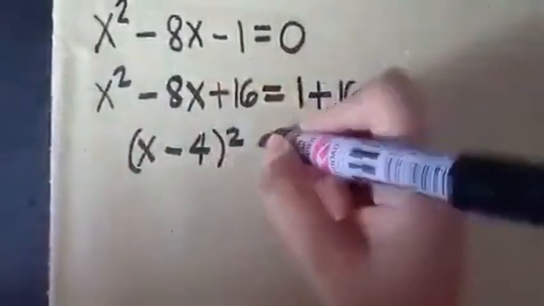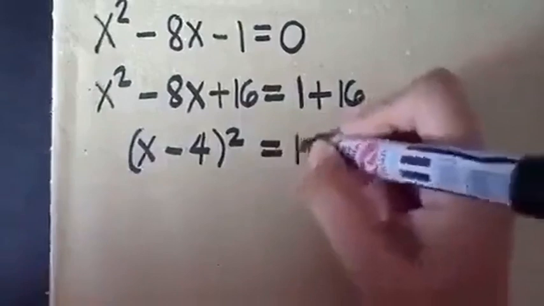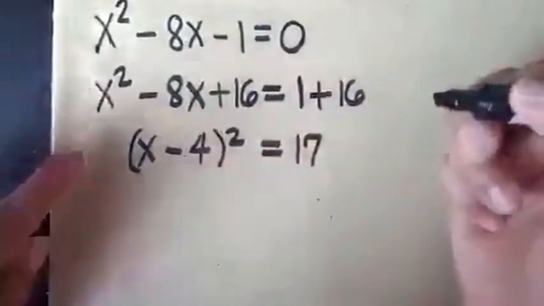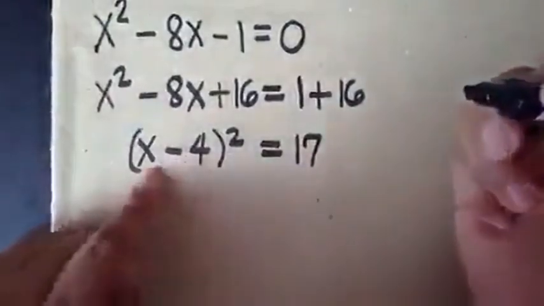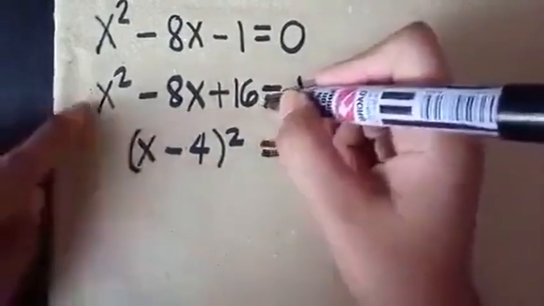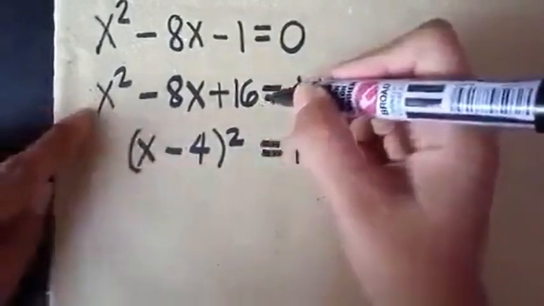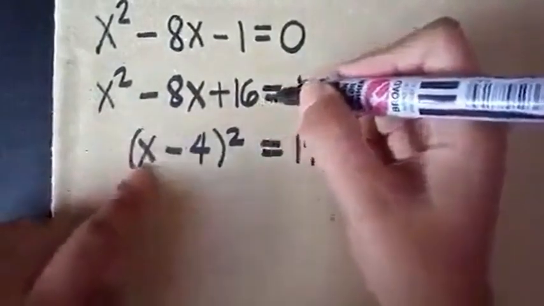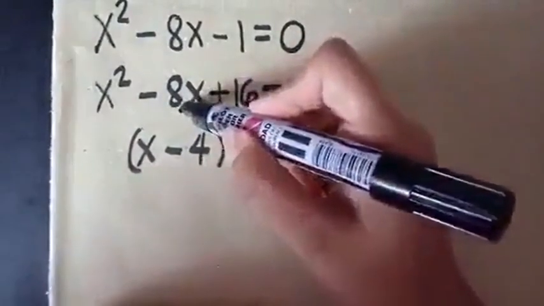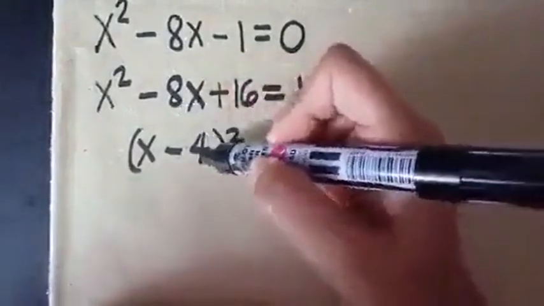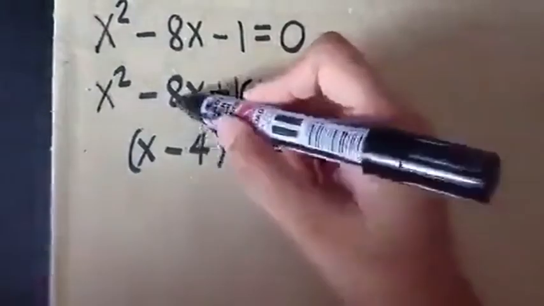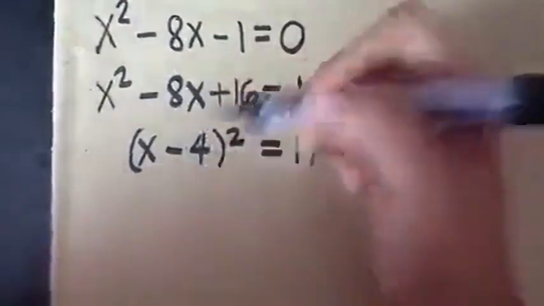Okay, then we simplify this. 1 plus 16 is 17. Okay? So, take note, to turn our perfect square trinomial into a square of a binomial, you just get the square root of x squared. So, that will be our first term. Then, we have 1/2 of the value of b for us to have our second term. So, 1/2 of negative 8 is negative 4.